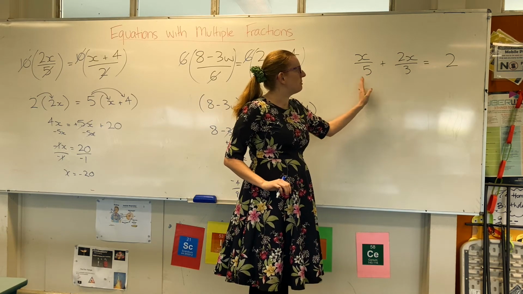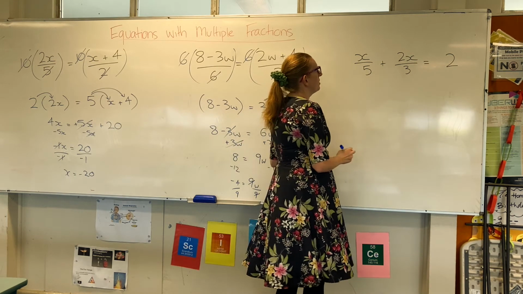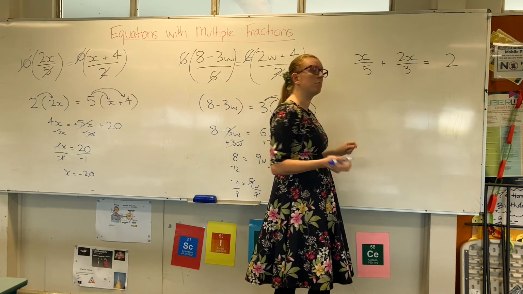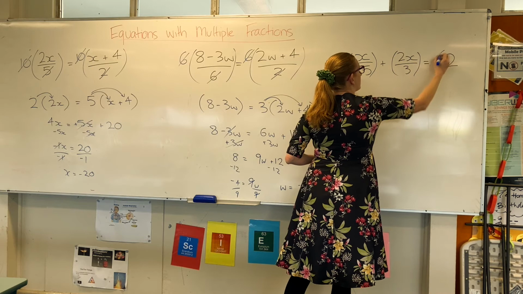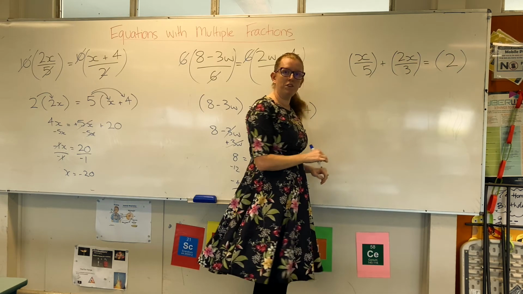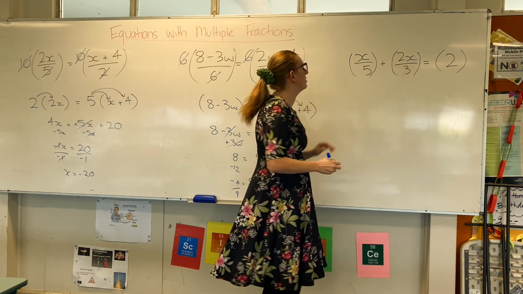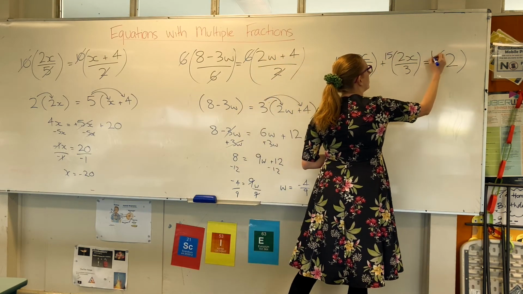Okay, so my goal is to find a number that both denominators fit inside. So 3 5s are 15, so 15 is my magic number. So I'm going to put everything inside brackets, and I'm going to put a 15 in front of everything, including putting a 15 in front of that too. So I go 15, 15, 15.